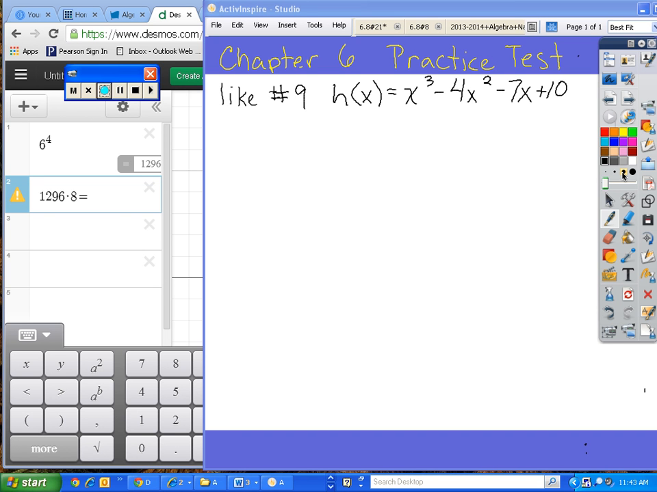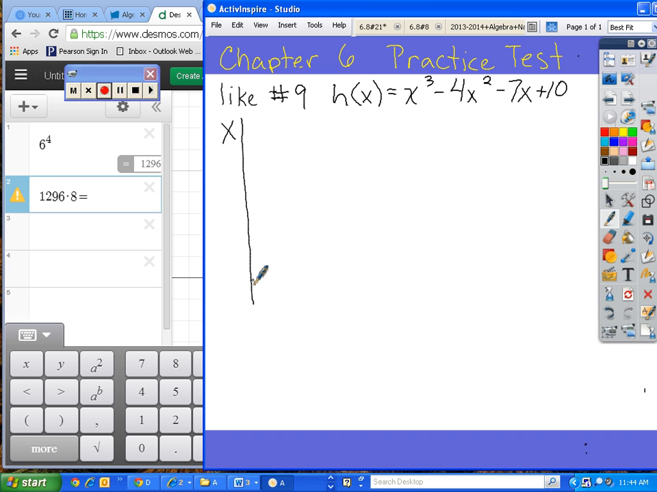Okay, so if we look at our directions on number 9, it tells us the first thing that we have to do is to graph each function by making a table of values. So I'm going to make my table of values using x is -2, -1, 0, 1, and 2. So here I've got my table of values, x and y: -2, -1, 0, 1, and 2.